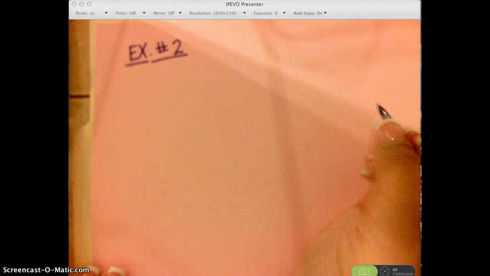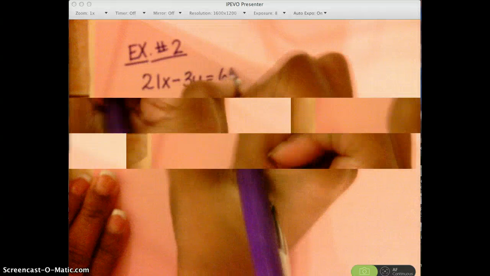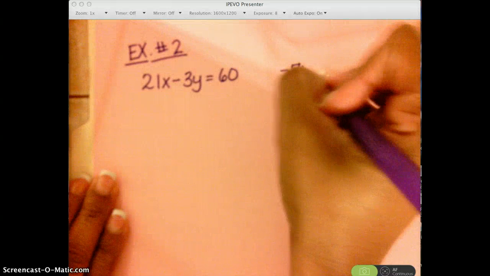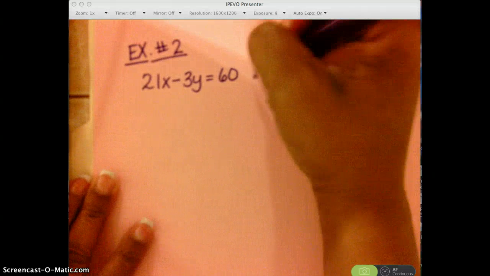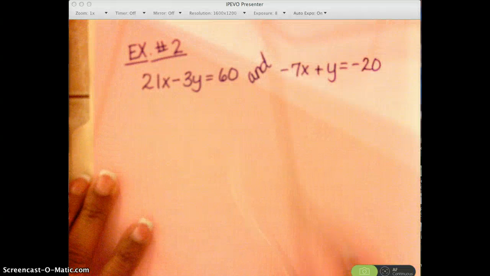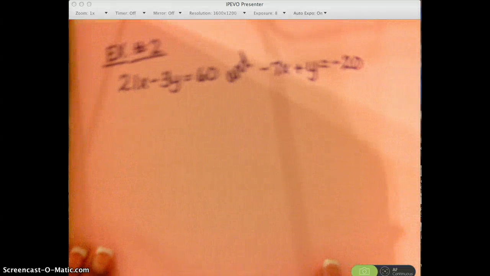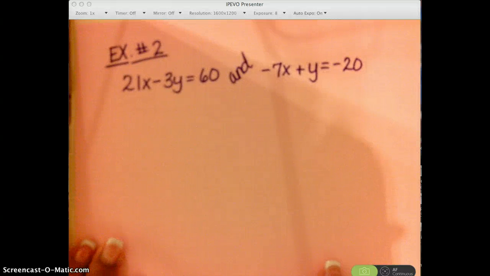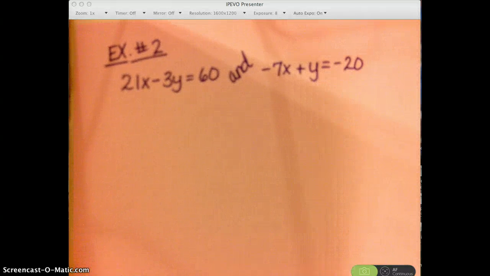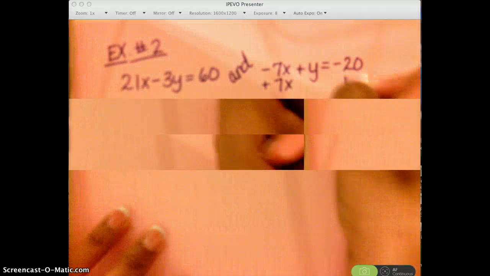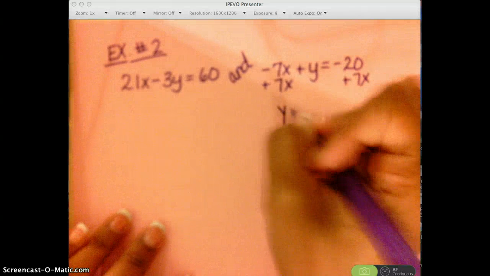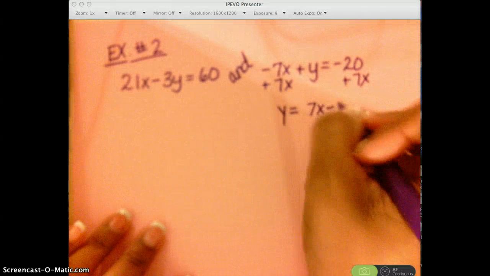Okay, for example number 2, my system is 21x minus 3y equals 60, negative 7x plus y equals negative 20. Okay, your first step tells you to study the two equations carefully. And we're looking for a variable that has a coefficient of 1. So we're going to add 7x to both sides here. And you're going to get y equals 7x minus 20.